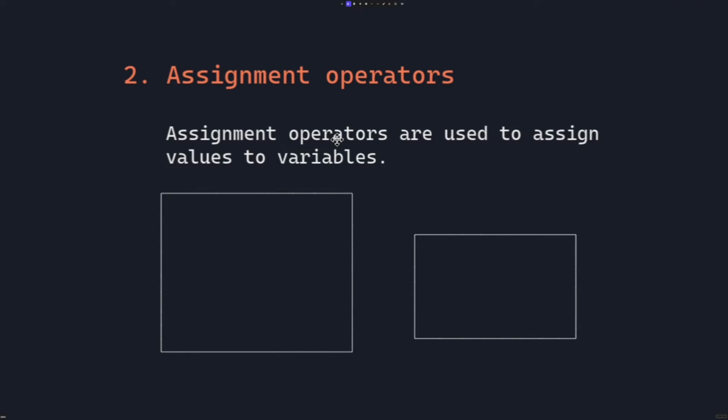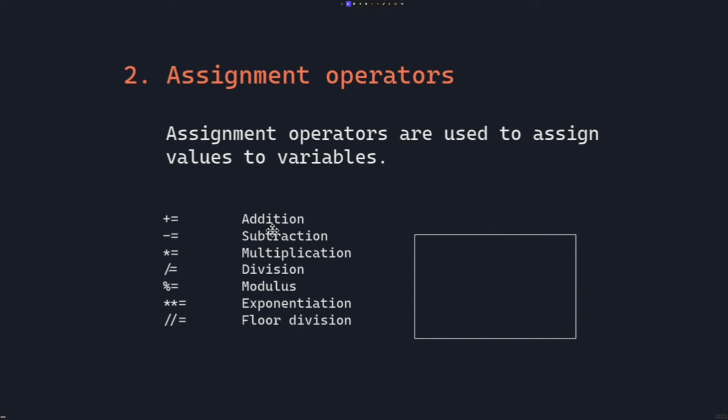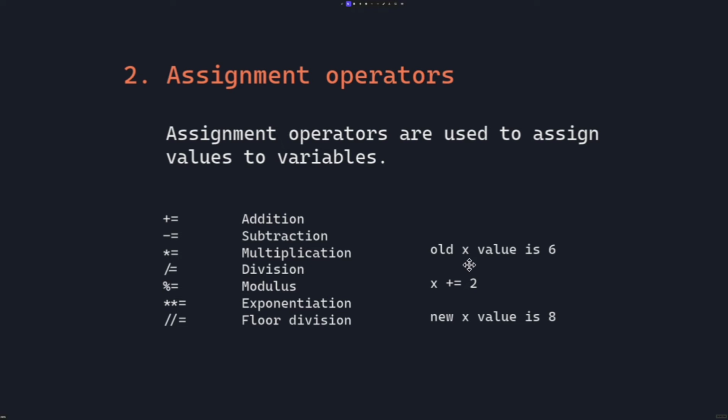So the definition goes here. Assignment operators are used to assign values to variables. So here are the types: addition, subtraction, multiplication, division, modulus, exponentiation, floor division. Here is an example. Old value is 6. After x plus equal to 2, new value is 8. So here we are adding 2 to 6. That's it. So we can replace this plus sign with these symbols respectively, so it will work accordingly.